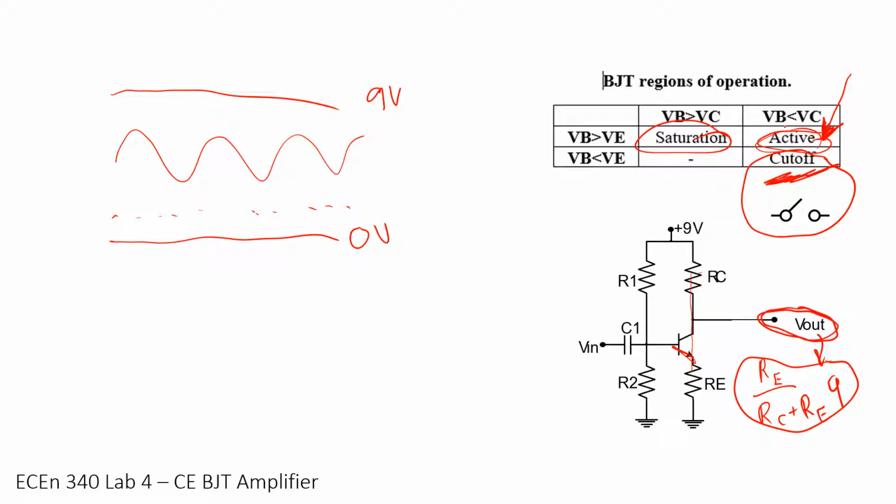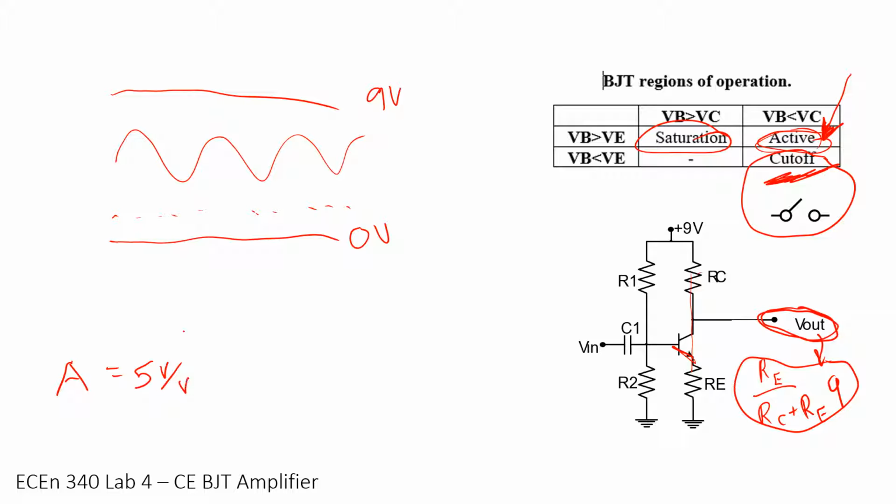So now let's talk about how we design this amplifier. Typically you think about your gain, if there's a specific gain you're trying to achieve. In Lab 4, you guys have been assigned the task of 5 volts per volt.